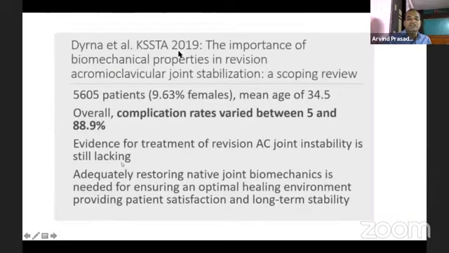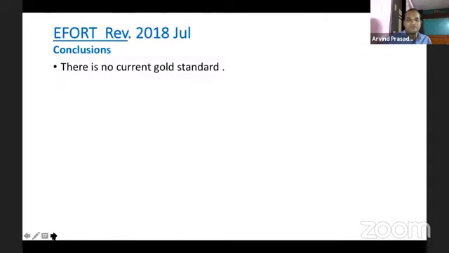Another recent literature on revision AC joint stabilization in 2019 studied almost more than 5,000 patients. The overall complication rate varied between 5 to 88.9%. Evidence for revision AC joint stabilization is still lacking, and adequate restoration of the native joint biomechanics, along with an optimum healing environment, provides long-term satisfaction to the patient.